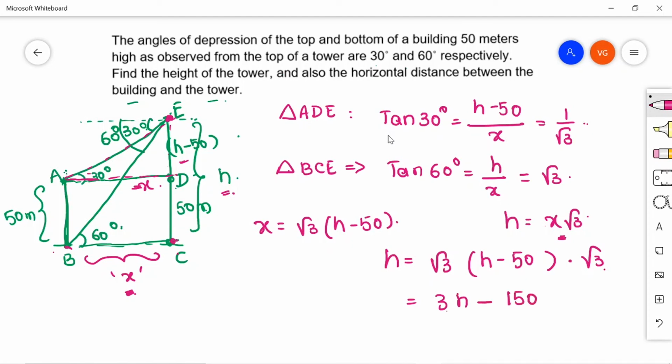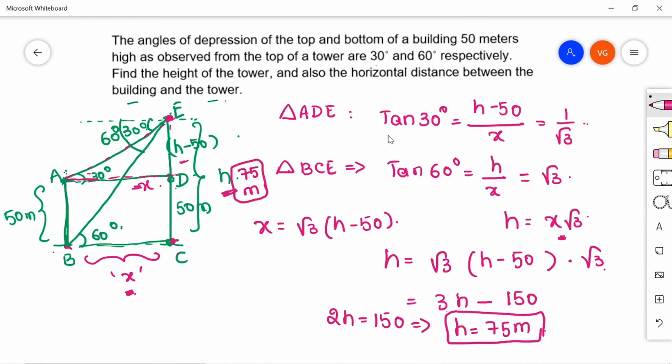So 2h is equal to 150 and height h is equal to 75 meter. So height of the building is 50. Coming to the height of the tower, h is equal to 75 meter here. Then you have to find out the value of x. So from here, this equation you can write x is equal to h by root 3. So 75 by root 3. This is 75 by root 3 meter.